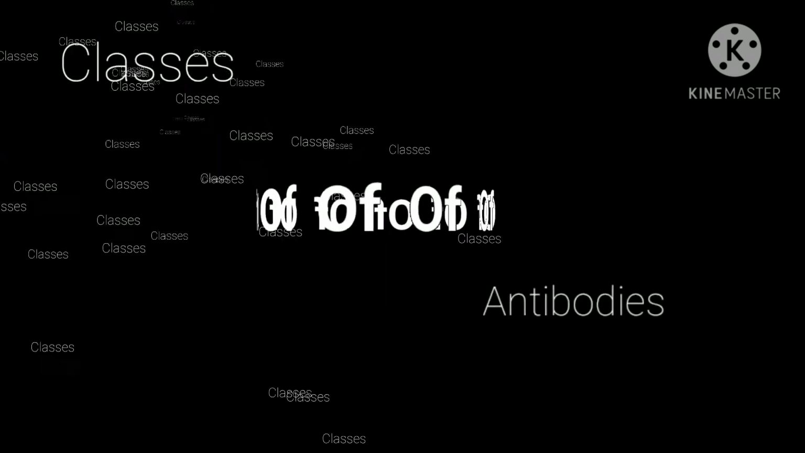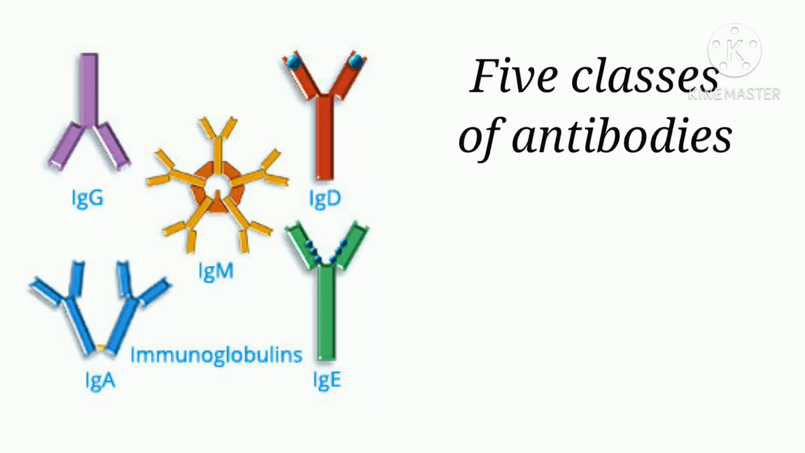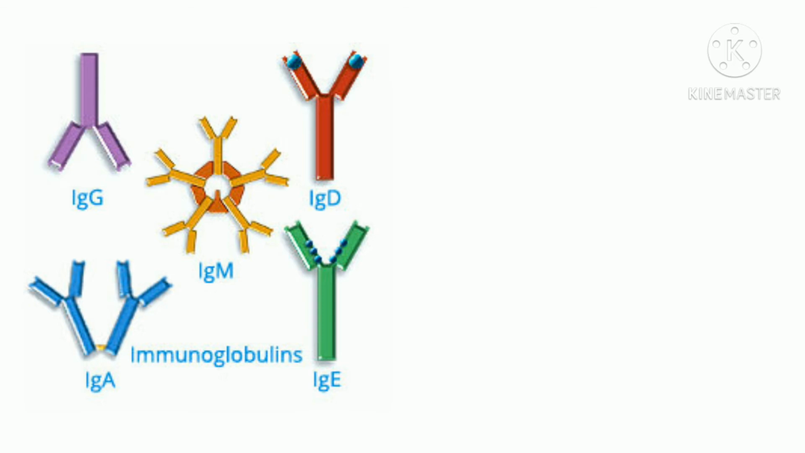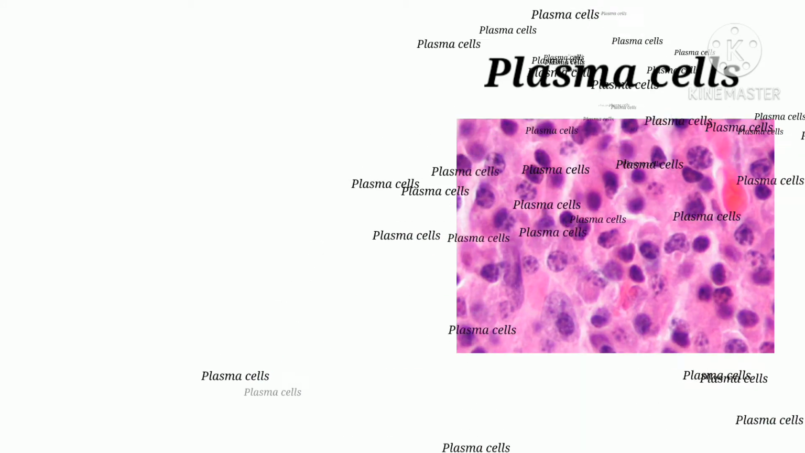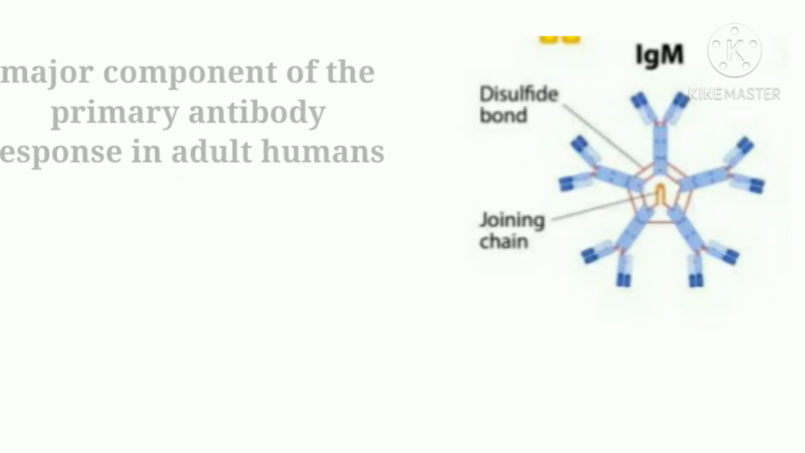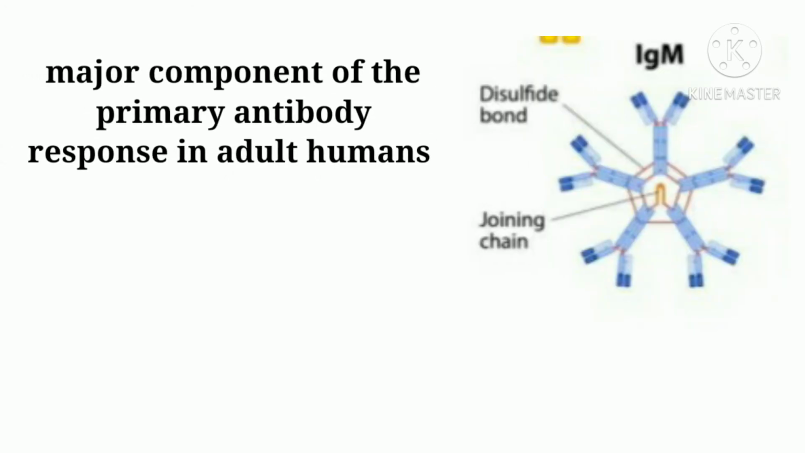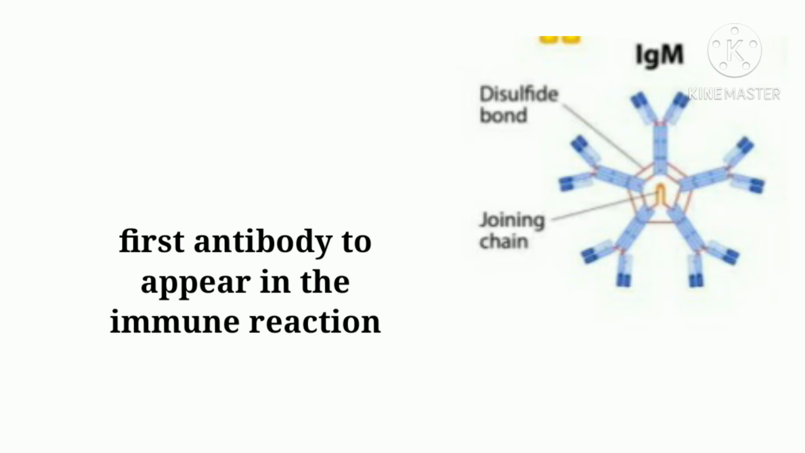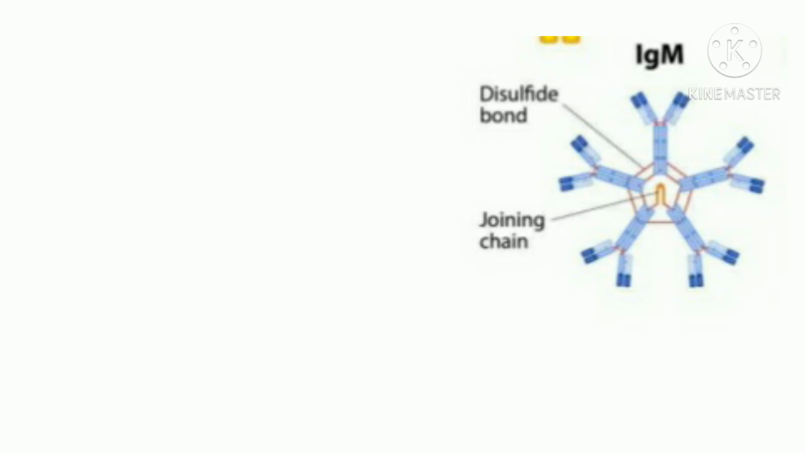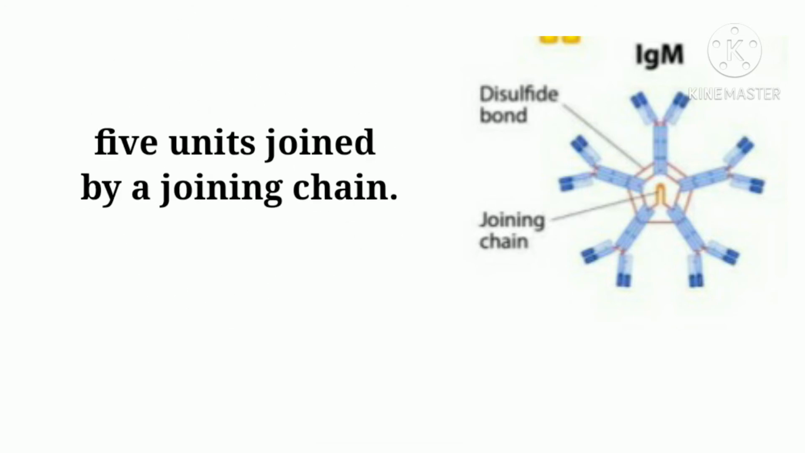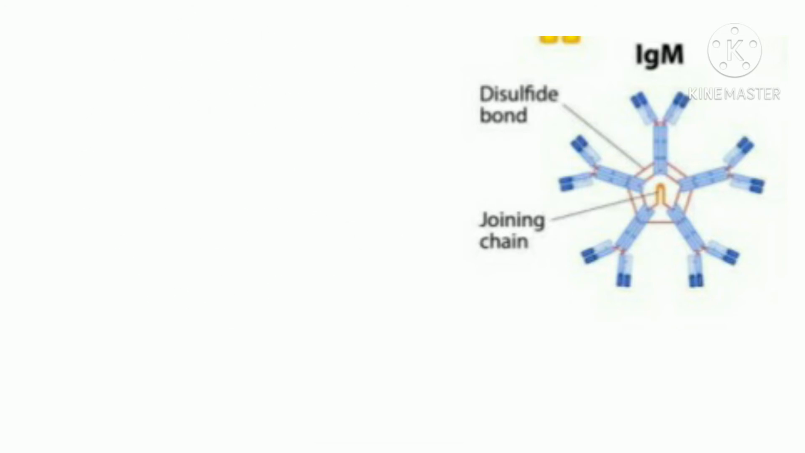Classes of antibodies. 5 classes of antibodies, immunoglobulins, are produced by the plasma cells. The first class, called IgM, is the major component of the primary antibody response in adult humans and is the first antibody to appear in the immune reaction. It is composed of 5 units joined by a joining chain.